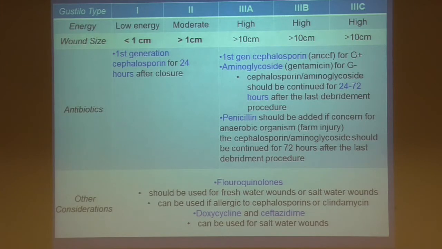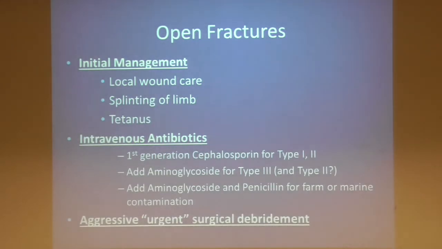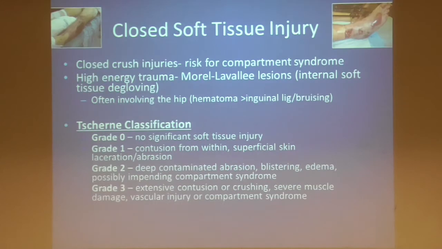The main thing is to get the antibiotics to the patient as quickly as possible. And so that's why I included these slides with it. Obviously, local wound care, dress the wound, splint the limb, find out the tetanus status of the patient. And as I said, it's important to try and give IV antibiotics as quickly as possible, which pertains to the injury. And then once you get us involved, most of the time this will be an urgent surgical debridement.